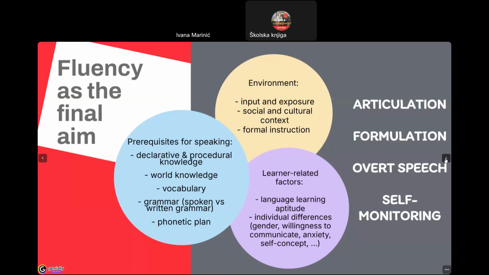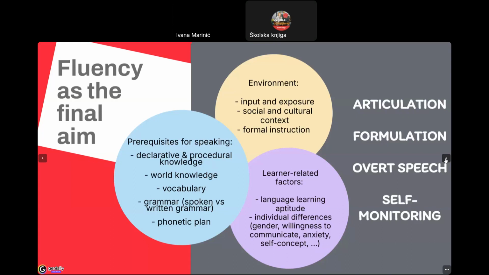Also, self-concept changes, or they think that they are not as good as somebody else, and then they are not willing to communicate, etc. So all of that is actually important both for articulation, formulation, speaking phase, and monitoring phase. So this is all very, very connected. And that's why I kind of like this complex systems theory.